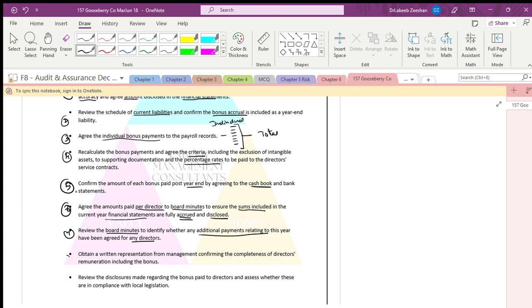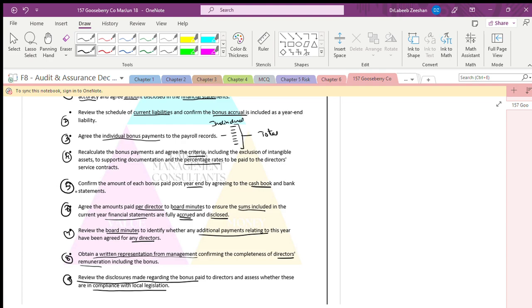Now, most important thing, obtain a written representation from the management. Completeness of what? Completeness of director. We have everything in documentation, but a written confirmation has more reliability. Written confirmation will have more reliability. That is the reason we have to get it. And last but not the least, we have to review the disclosures, whether we have done as per the compliance with local legislations.